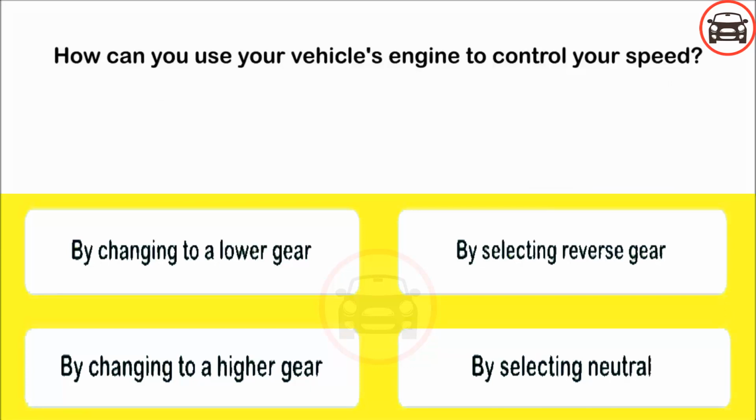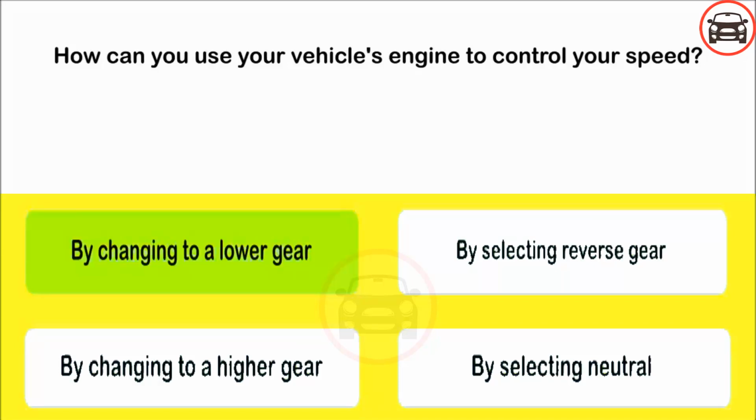How can you use your vehicle's engine to control your speed? By changing to a lower gear. By selecting reverse gear. By changing to a higher gear. By selecting neutral. By changing to a lower gear.